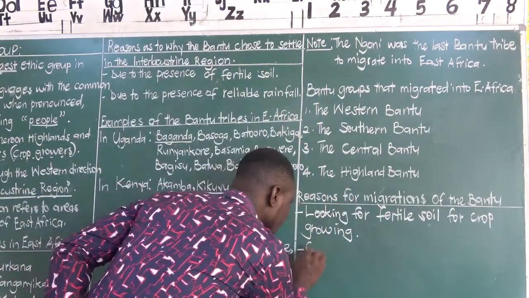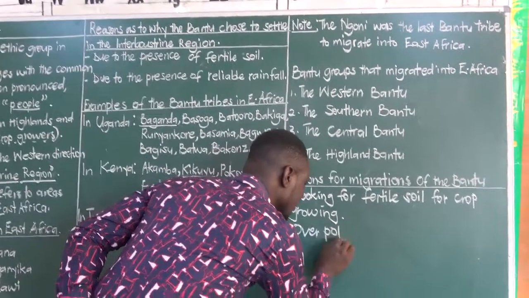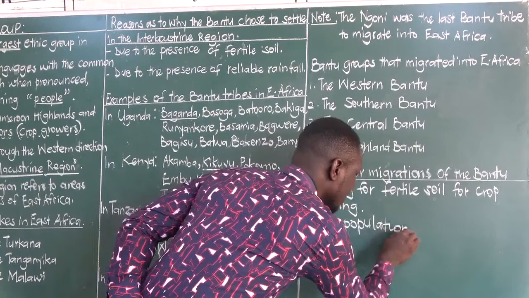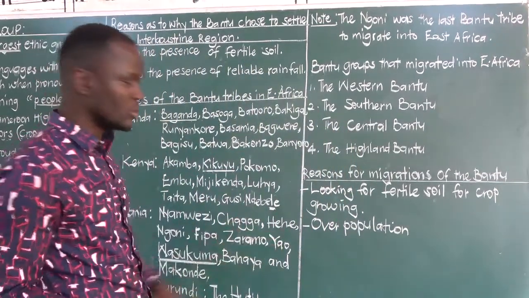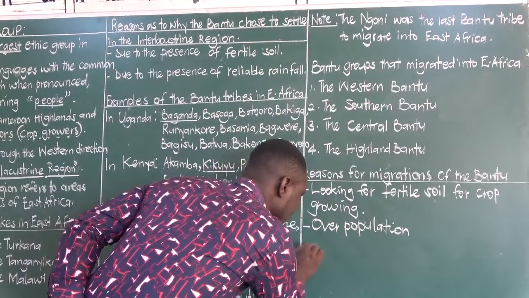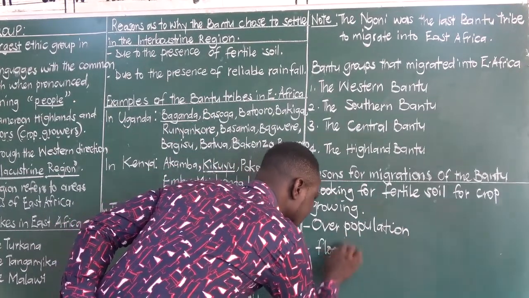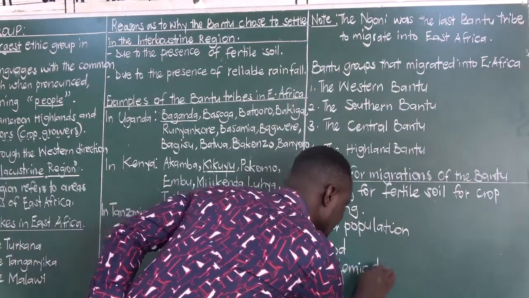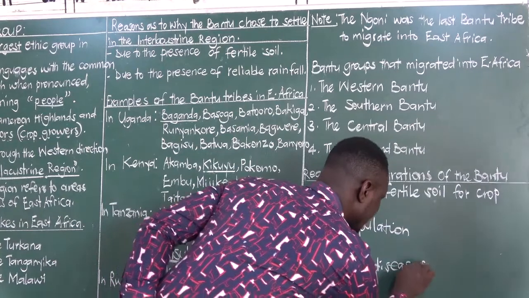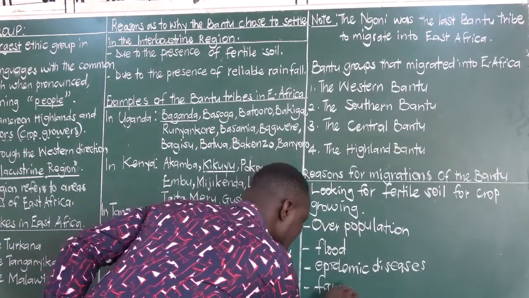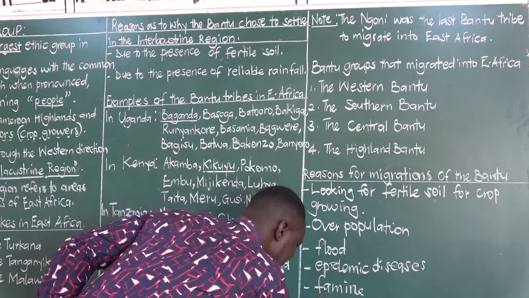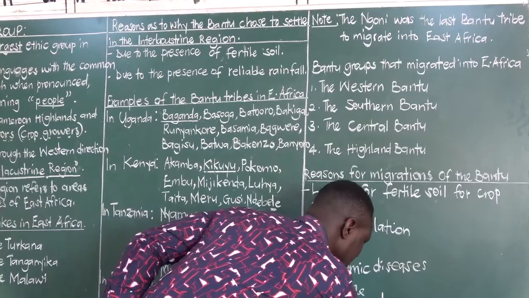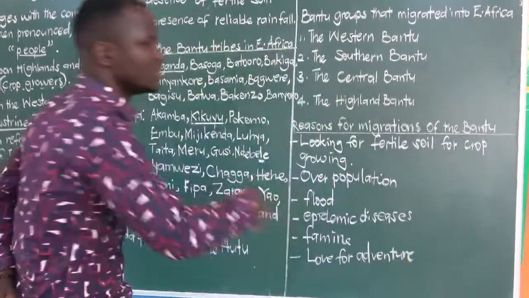And then also, this Bantu became overpopulated. Some of them became overpopulated, meaning some people who did not have where to settle had to move away. Then the floods, breaking out of epidemic diseases in their homeland, and famine in their homeland. We had love for adventure. Say there are those who just wanted to discover places.